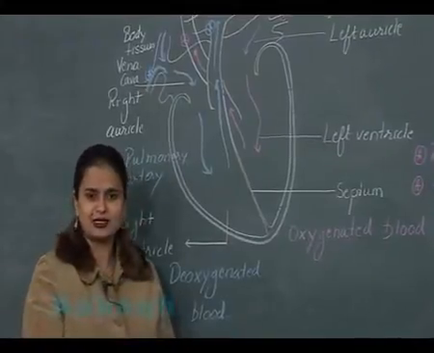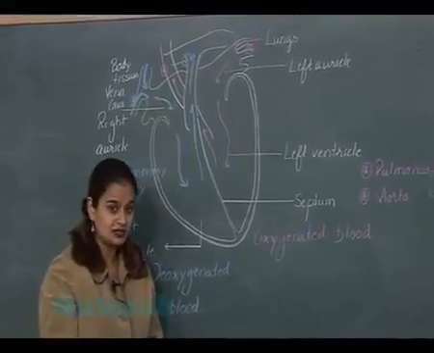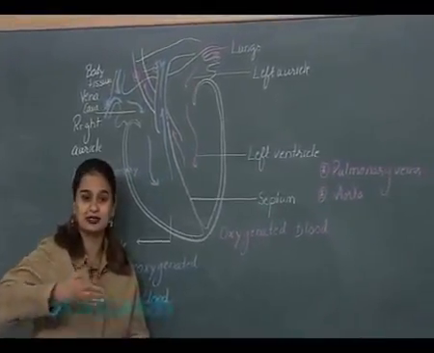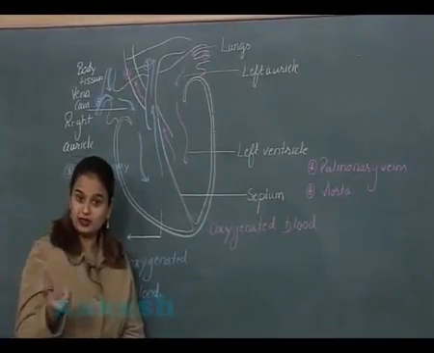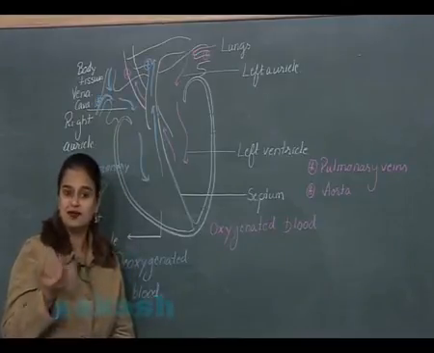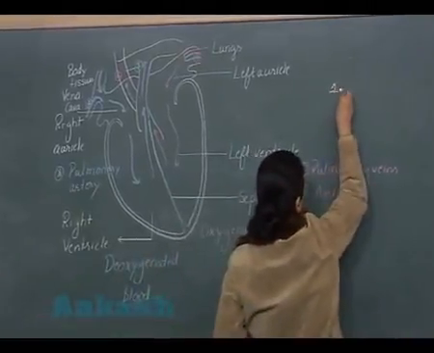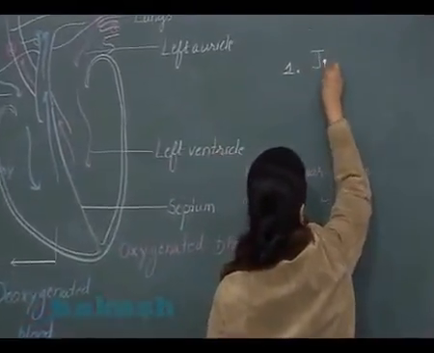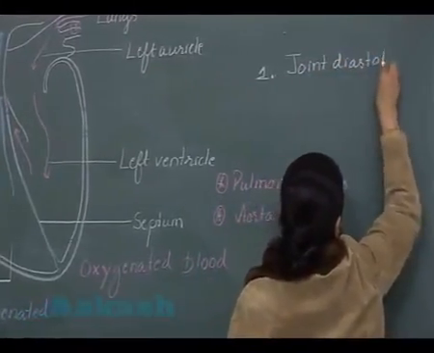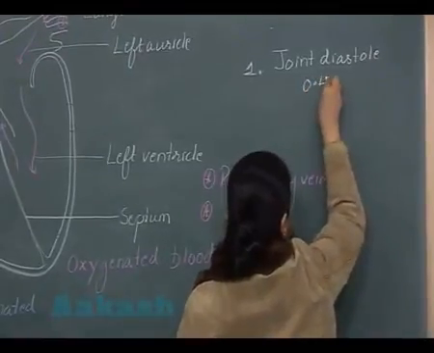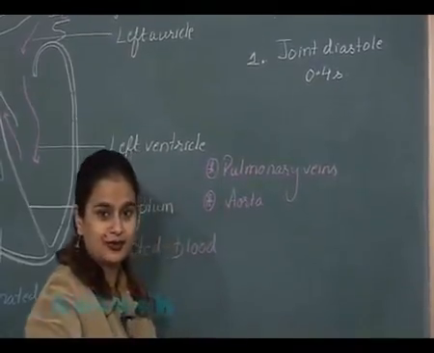So now we have to discuss the three phases of the cardiac cycle. The three phases of the cardiac cycle are the joint diastole, then the auricle systole, then the ventricular systole. So the first phase of the cardiac cycle is the joint diastole, which is going to remain for 0.4 seconds.